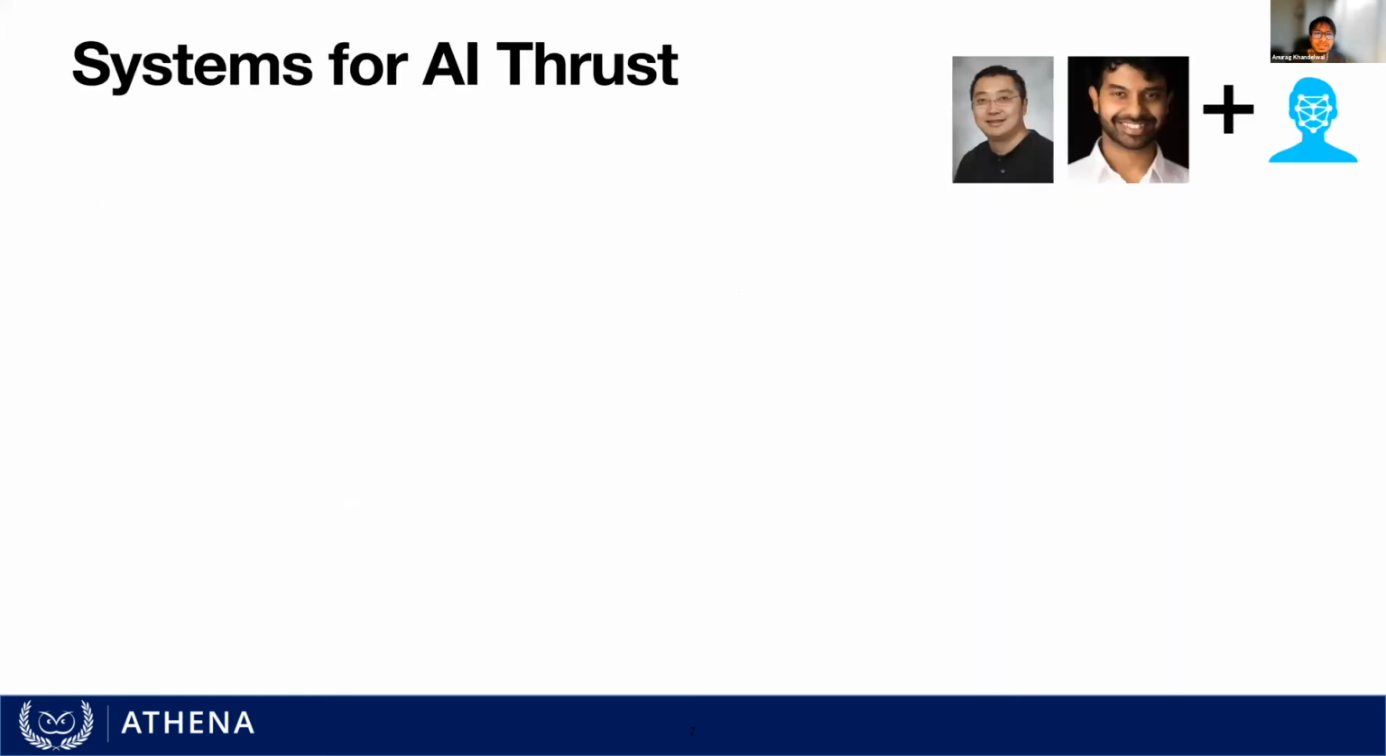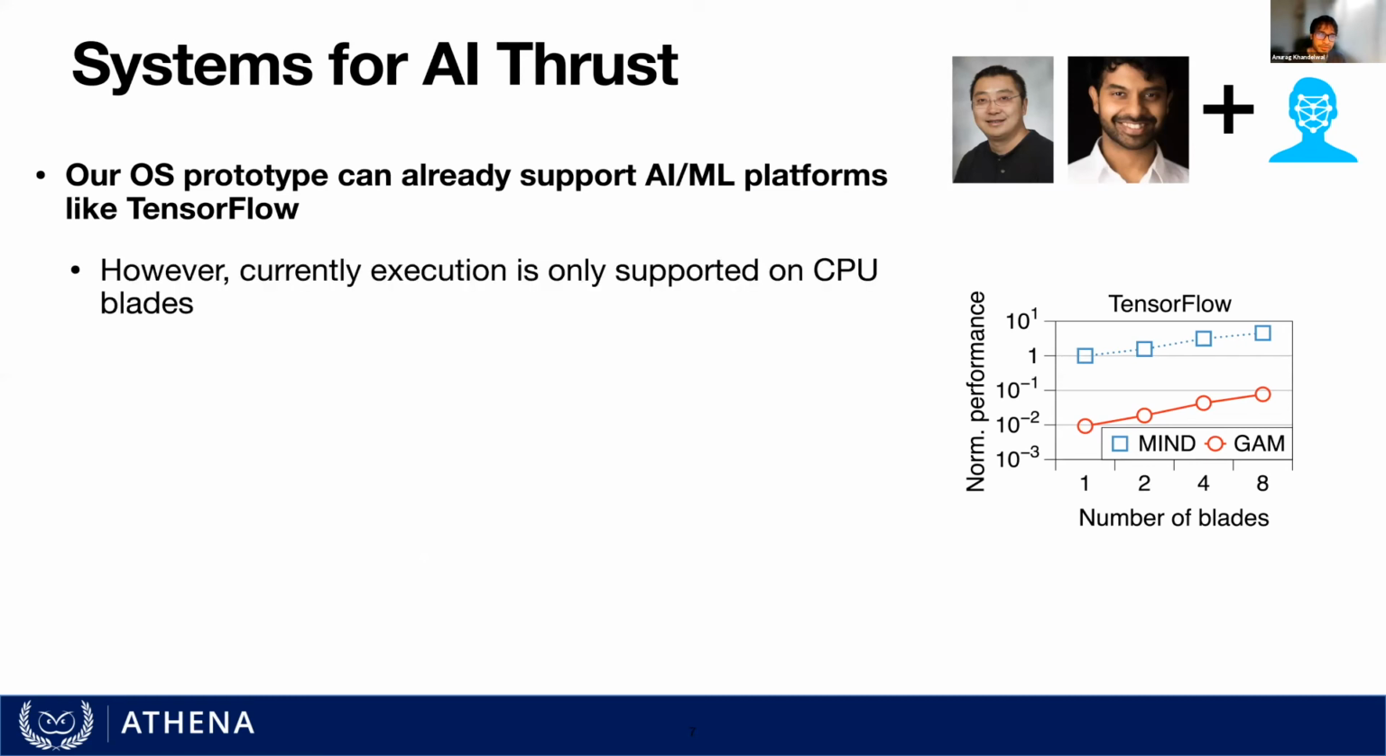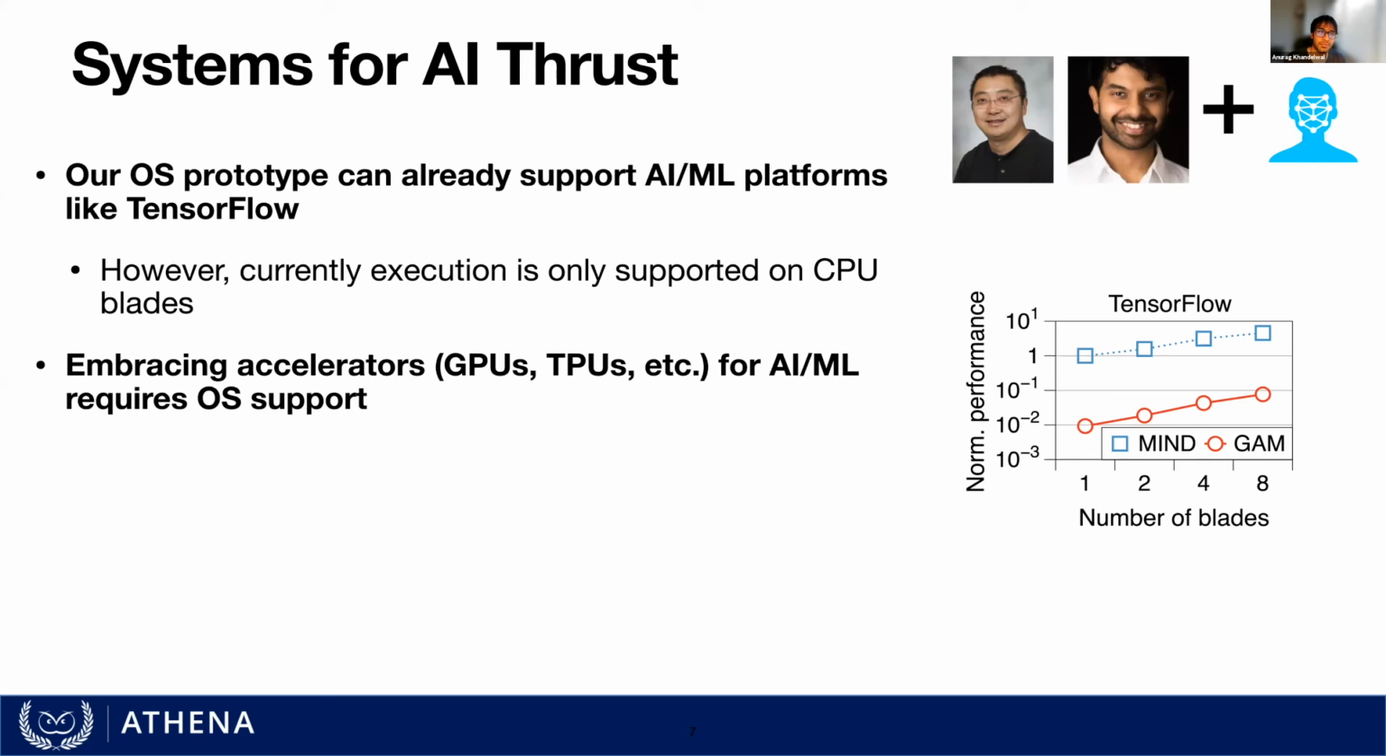In the systems for AI thrust, this is again in collaboration with Lynn and Abhishek, and hopefully some of our wonderful colleagues in the AI thrust. Our OS prototype can already support some AI and machine learning platforms like TensorFlow. So we have been able to deploy TensorFlow and run it in our disaggregated prototype. But the drawback of our current prototype is that we can only support CPU tasks. So essentially, we don't support any accelerators like GPUs or TPUs that are popular for executing AI workloads. And so embracing accelerators for AI or ML will require operating system support, right?